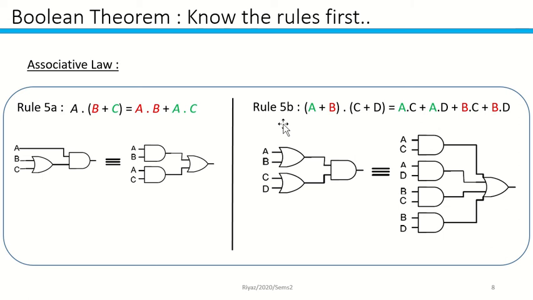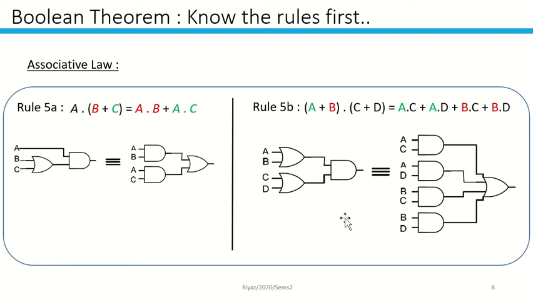For 5b, A plus B dot C plus D. A plus B gives this result, an OR, and C plus D is this one. When you multiply them together, you get this result. It's the same as A times C, which gives AC, A times D gives AD, B times C gives BC, and B times D gives BD. So this result is similar to the result of this circuit. You can compare: this one has 3 gates, but this one has 5 gates.